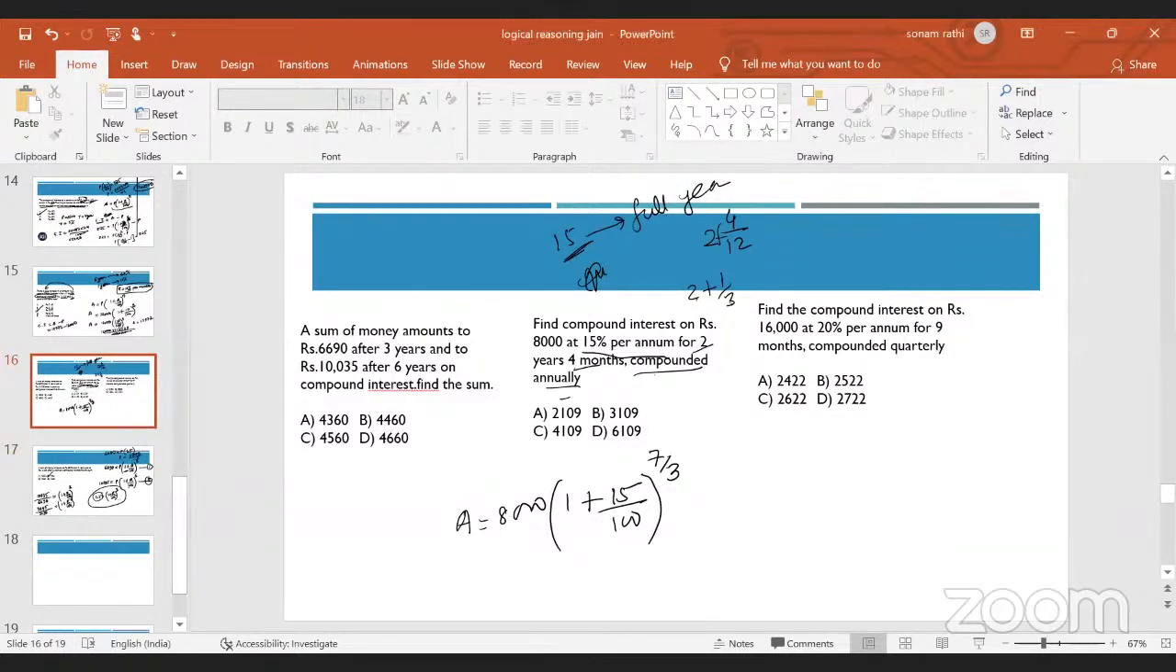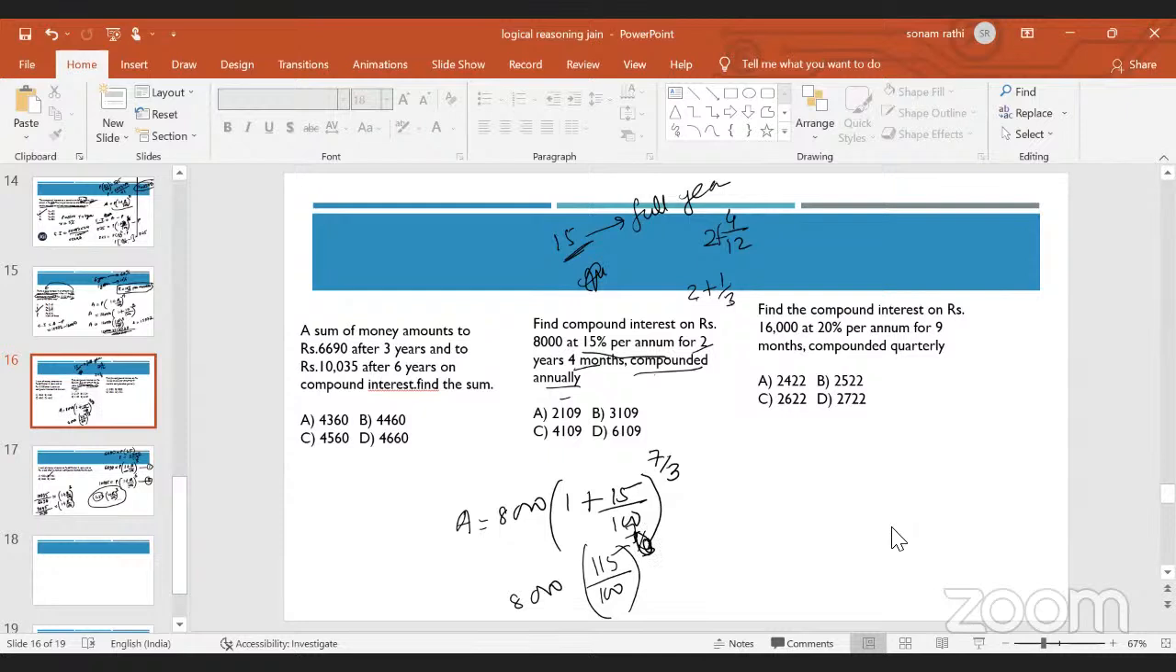What should I do? Because the power 7 by 3, how will I solve it? Power 7 by 3. There should be some easier way to calculate it. 115 by 100 to the power 7 by 3 to 8,000. Okay, let's take the 7 by 3 in that case.